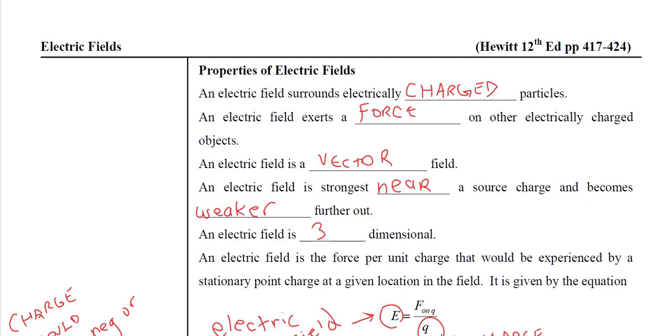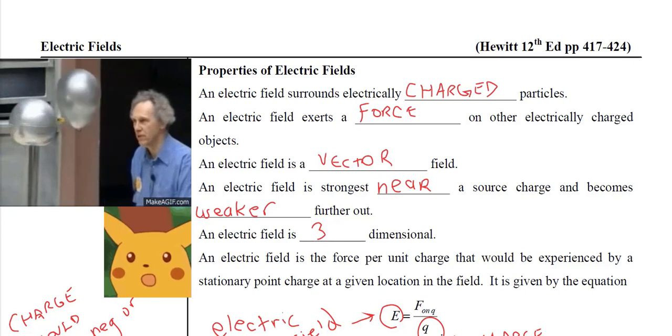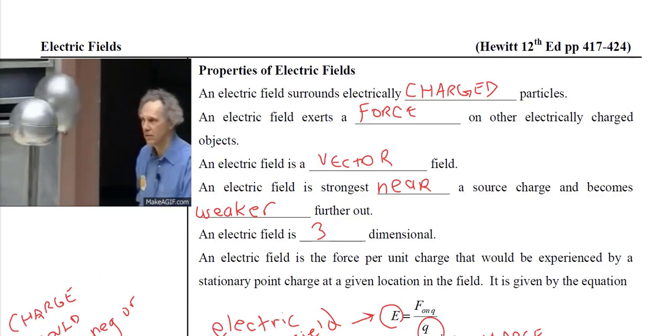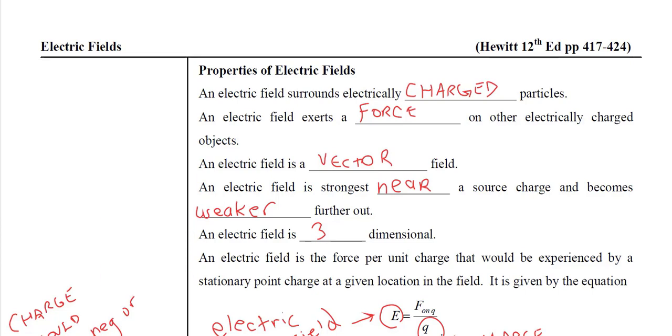Okay, an electric field surrounds electrically charged particles. So if a particle is charged, it will have an electric field, obviously, a positive charge or a negative charge. Neutral charges will not have a field. However, neutral charges may be affected by an electric field. An electric field does exert a force. This is very important, and this will help explain that concept of electric force. We can actually move charges around because of an electric field.